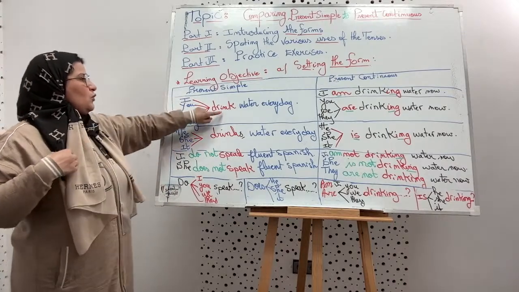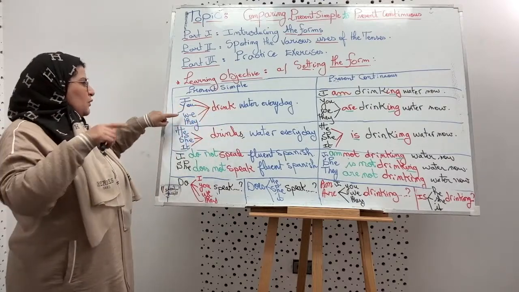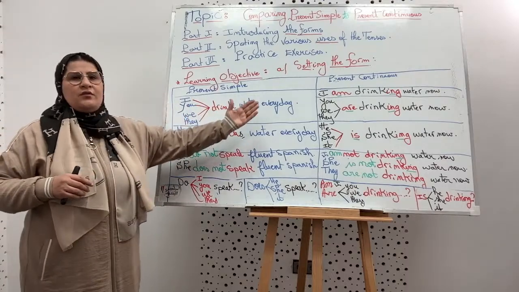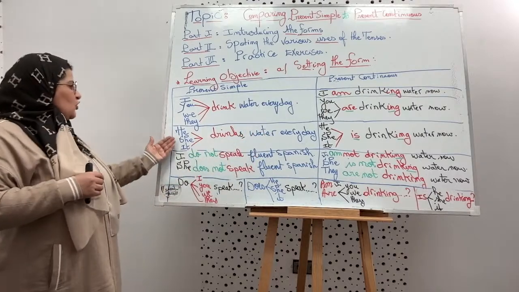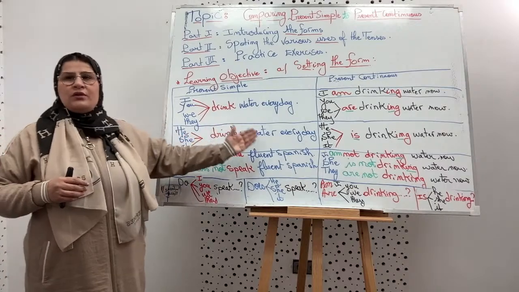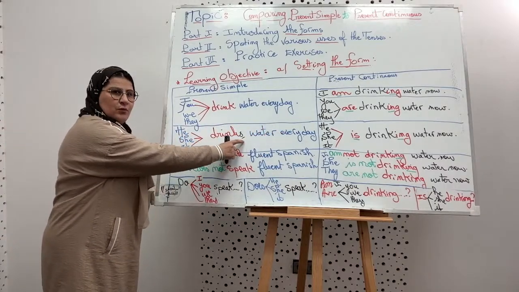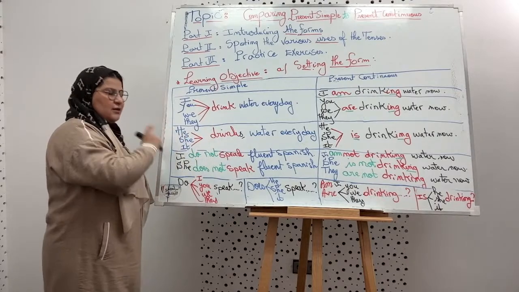I drink water every day. You drink water every day. We drink water every day. They drink water every day. He drinks water every day. She drinks water every day. It drinks water every day. You can see that we have added an S to the verb with the subject pronouns he, she, and it.